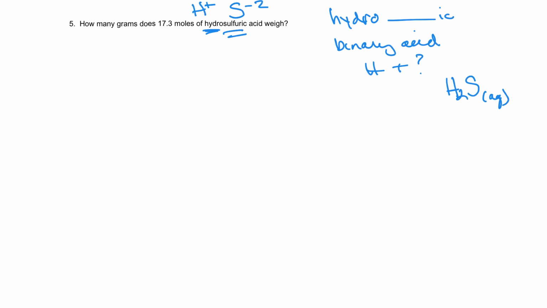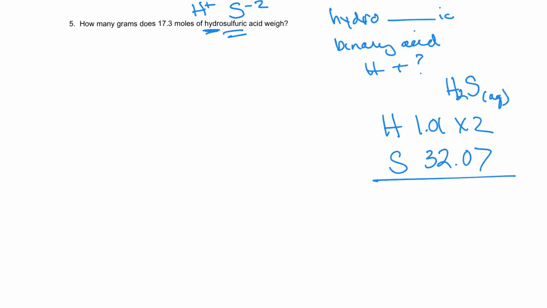Now I'm going to calculate the molar mass of hydrosulfuric acid. I have hydrogen at 1.01 grams times 2, and I have sulfur at 32.07, and I add that up, and my molar mass for hydrosulfuric acid is 34.09 grams per mole.